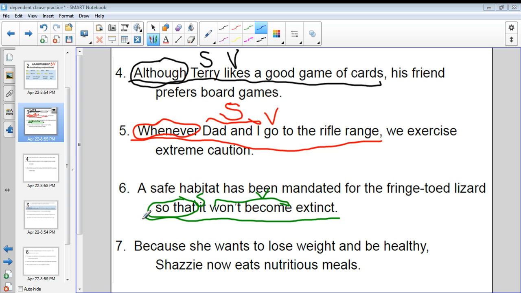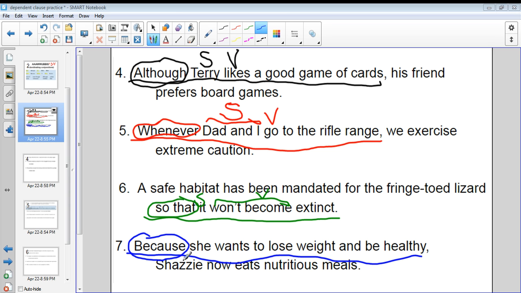Number 7, because she wants to lose weight and be healthy, Shazzy now eats nutritious meals. Go back to your list. You're going to find the word or the phrase in here that acts as a subordinating conjunction. Circle it, and then underline your clause. The subordinating conjunction is because, and that tells me where the dependent clause starts, because she wants to lose weight and be healthy.